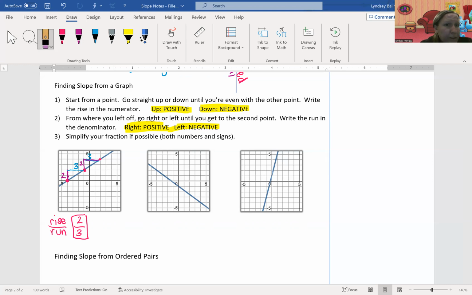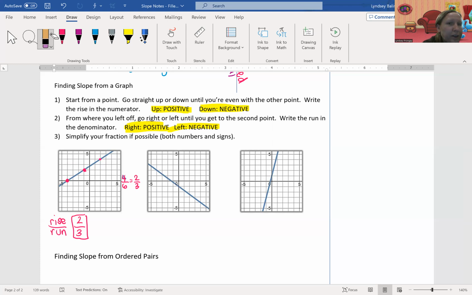Same thing. I'm going to erase these for a sec. I'm going to go from my first point to my last point. So that one's going to go up 4. So our rise is 4. And over 1, 2, 3, 4, 5, 6. Our run is 6. And in that case, 4 over 6 simplifies to 2 over 3.